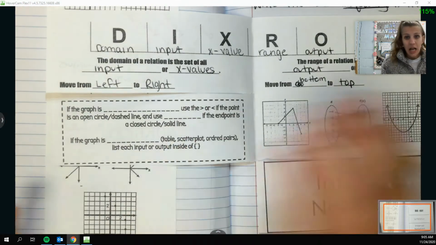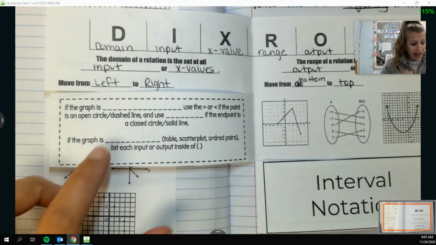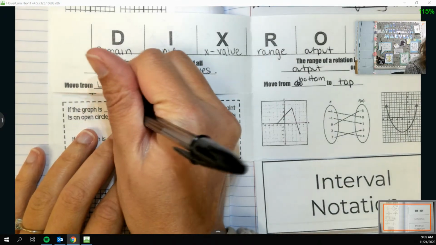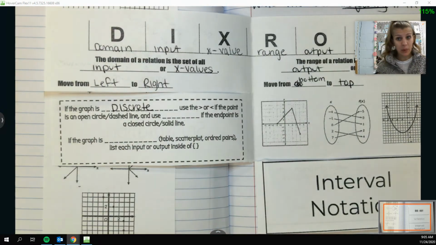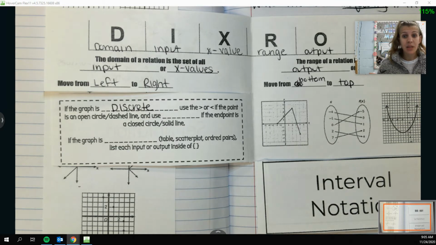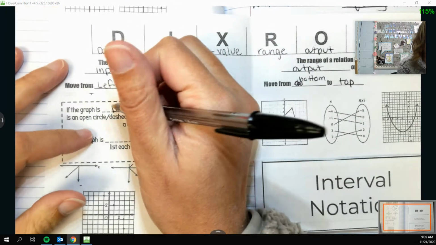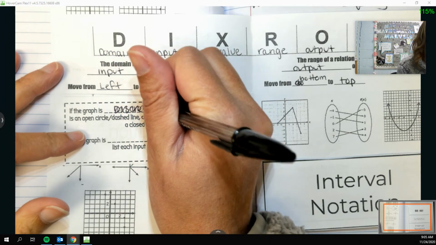So like I was saying, if the graph is discrete, meaning it's just a collection of points, then we want to use the greater than or less than. Oh my goodness, I goofed this up. These are my own notes and I goofed it up.